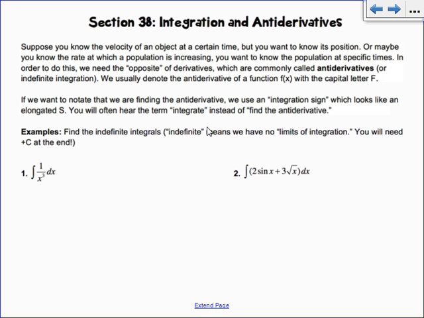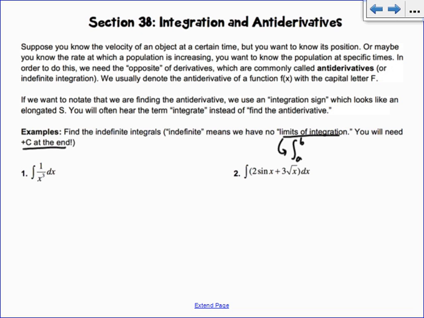So it says find the indefinite integrals. Basically, this means that we have no limits of integration. We don't have an a to b. That's what limits of integration are. When we do this, that means that you will need a plus C at the end. You could always have some kind of constant that you take the derivative of and it goes away.